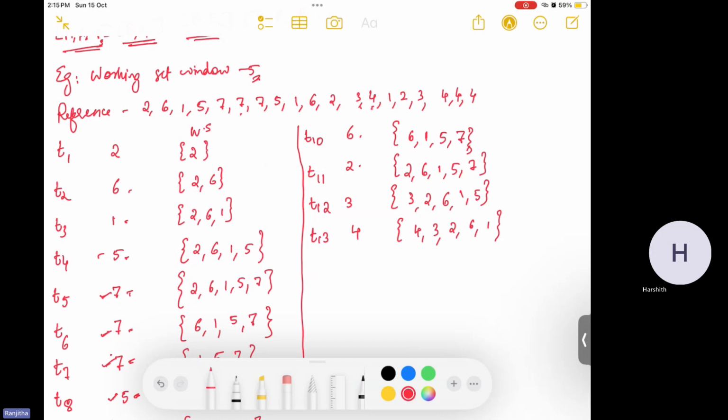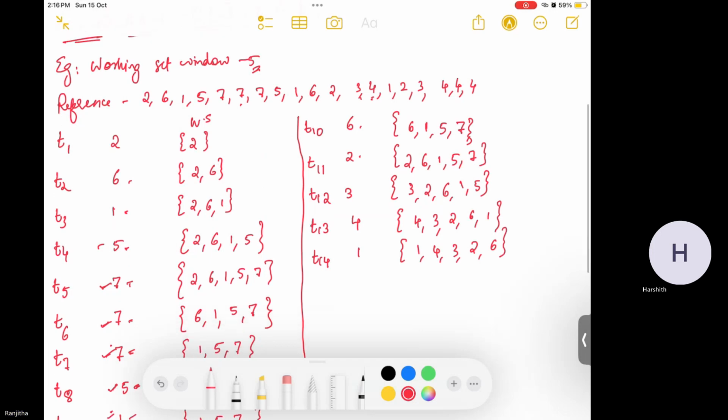At T14, when 1 is accessed, the working set becomes 1, 4, 3, 2, and 6. At T15, when 2 is accessed, again the working set becomes 2, 1, 4, 3. So the last accesses include 2, 1, 4, and 3.